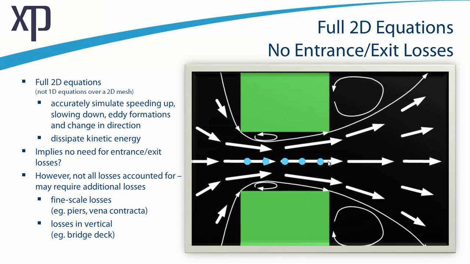And what about losses in the vertical? So when the water hits the bridge deck, there's energy dissipated, and that needs to be accounted for in some manner. So what we tend to find is, even with the 2D schemes, while the flow patterns might look much more accurate and it's a much closer step to reality, you still may need to account for these fine-scale losses through additional energy losses. So it's very important as modelers that we're very tuned into this.